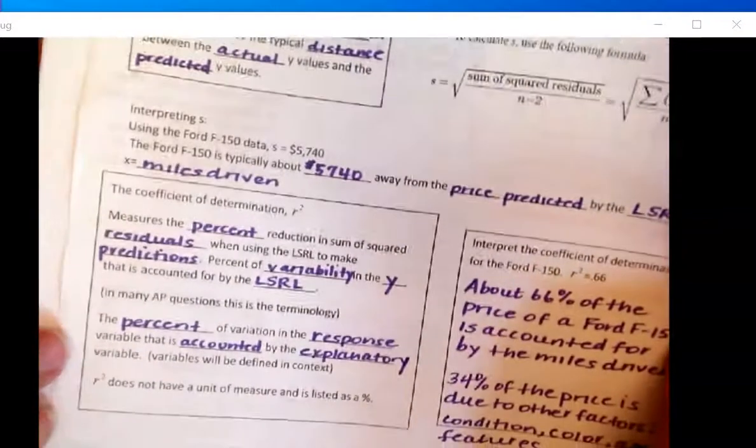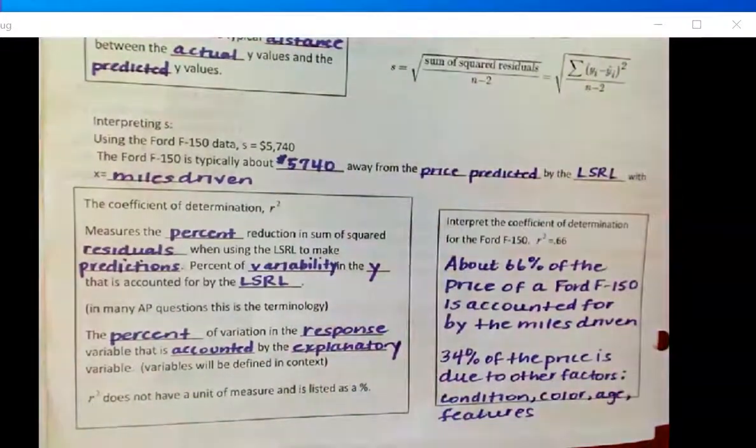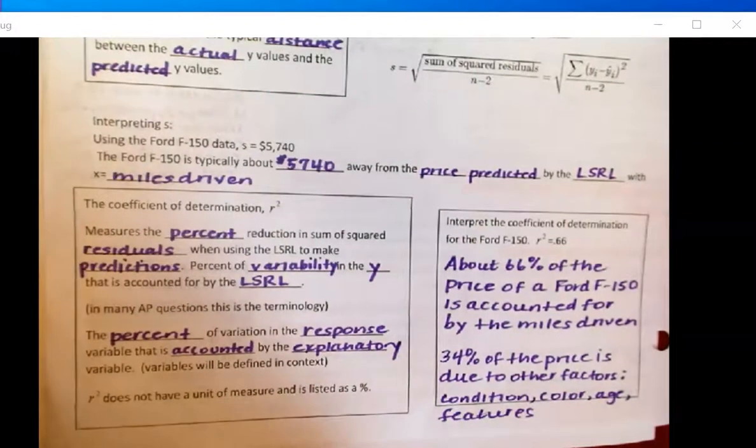Okay, so now we're going to talk about what the coefficient, or R squared, is, and that's called the coefficient of determination. So R was the correlation, all right? And now we're going to talk about what R squared is. And both of these things we will find on the calculator. So what R squared does, it measures the percent reduction in sum of squared residuals when using the least squared regression line to make predictions. It's the percent of variability in the Y that's actually accounted for by the least squared regression line.